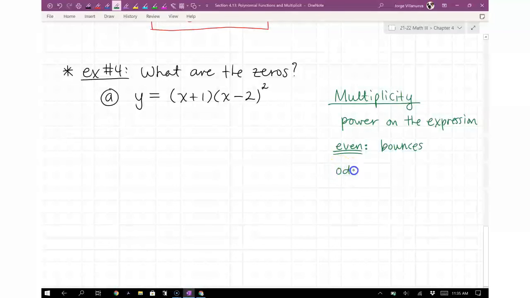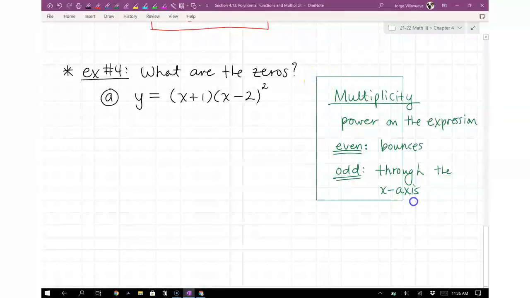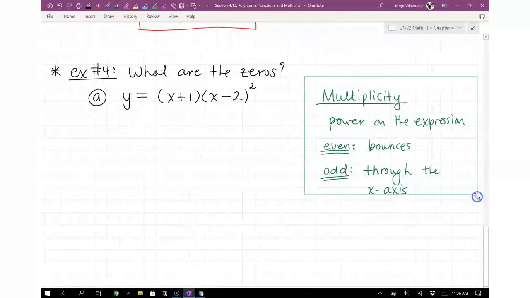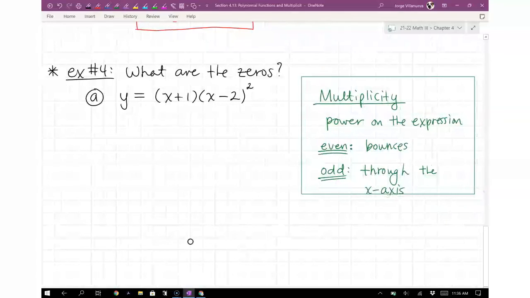If it's an odd power, then it goes through. It crosses the x-axis, okay? So through the x-axis. That's important for when they start giving us pictures and they're going to say, oh, what's the multiplicity of this number? What about this number? So you're going to look to see, is it bouncing off of it or is it going through it, right? But we won't worry so much about this right now.